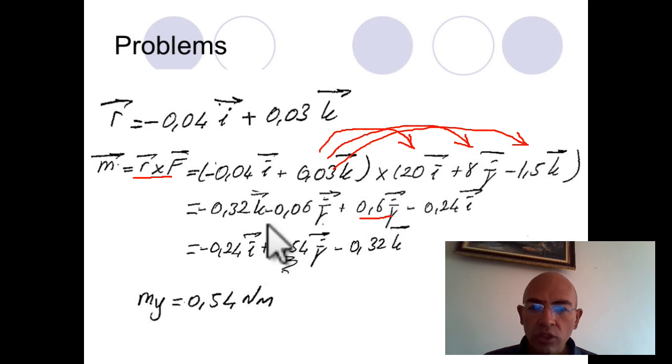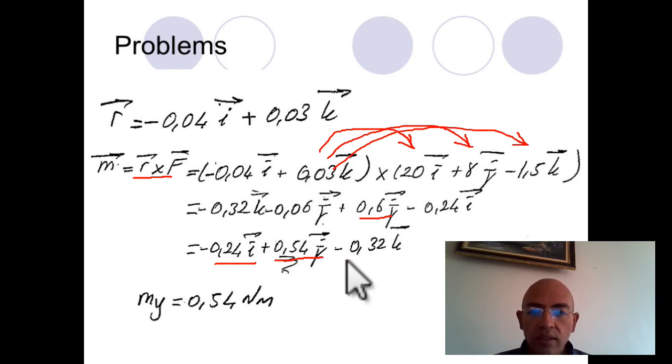Now let's continue. We will sum up all the terms. So we have only one term on the x-axis. It is minus 0.24. Now let's look at the j component. We have 0.6 here, and we have minus 0.06, and it makes 0.54. Therefore the y component of the moment is 0.54.